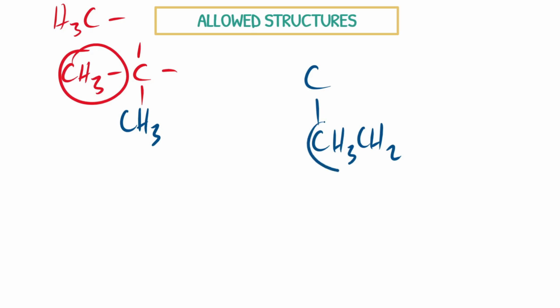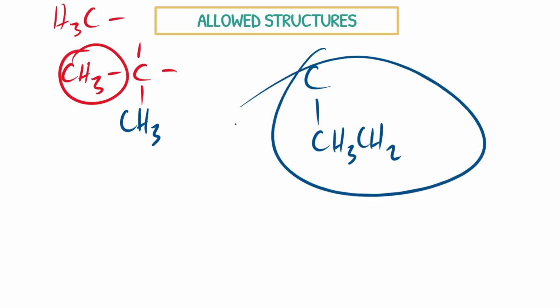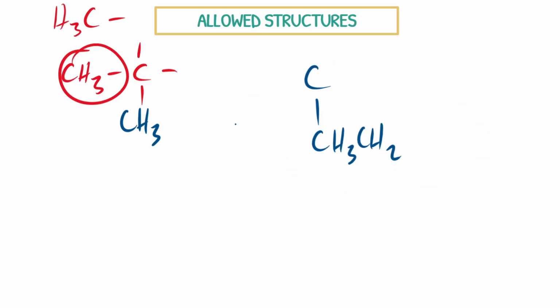Because obviously, this is on the end of the chain. You want that to be here. You want to switch these around, okay? So it has to be CH2-CH3. If you draw it like this, you will lose the marks, okay?